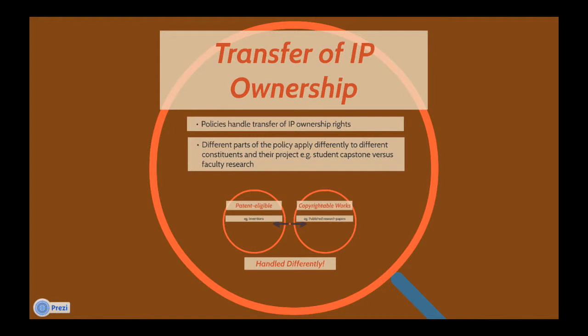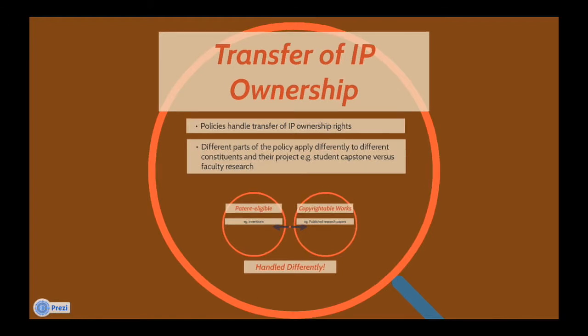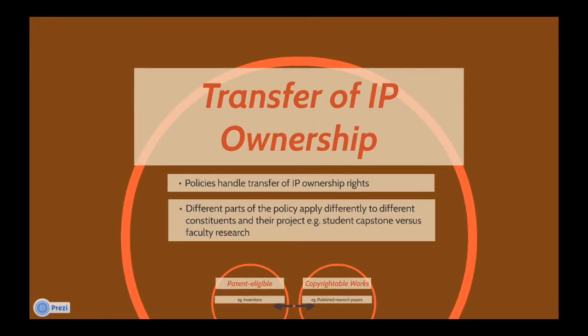Perhaps the most significant thing these policies do is transfer some or all of a creator's IP ownership rights to the sponsoring institution or other third party. Different parts of the IP policy may apply differently to campus community members depending upon the type of project they're working on. For example, policies relevant to a student working on a capstone project are generally different from the policies that are relevant to a faculty member conducting sponsored research.